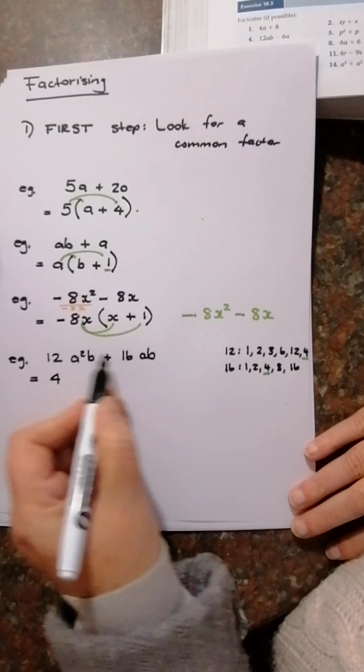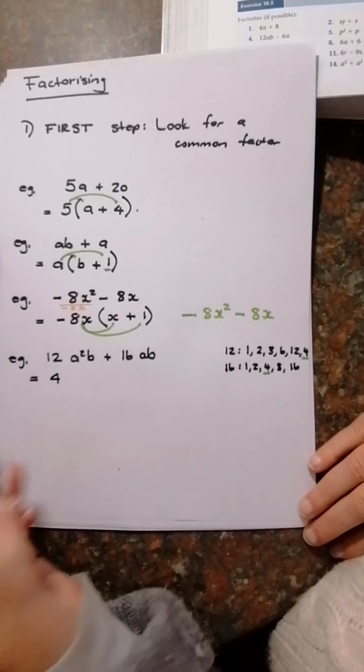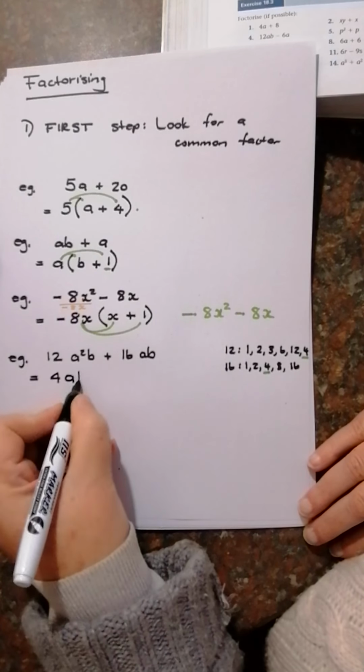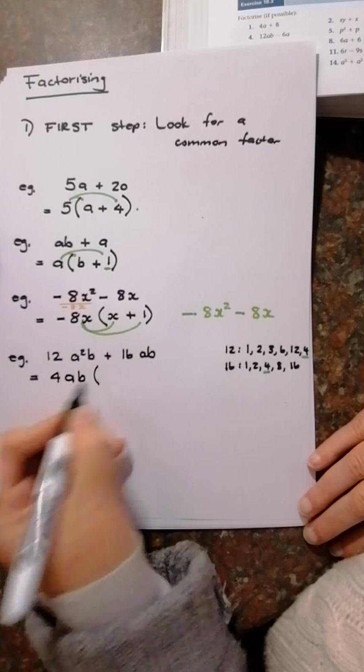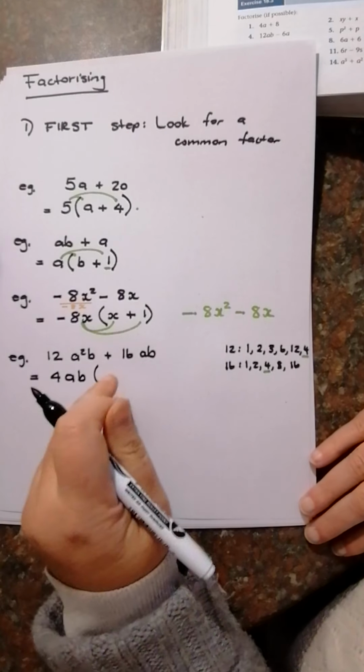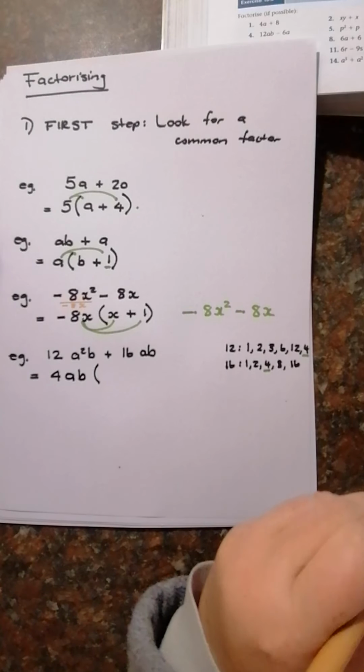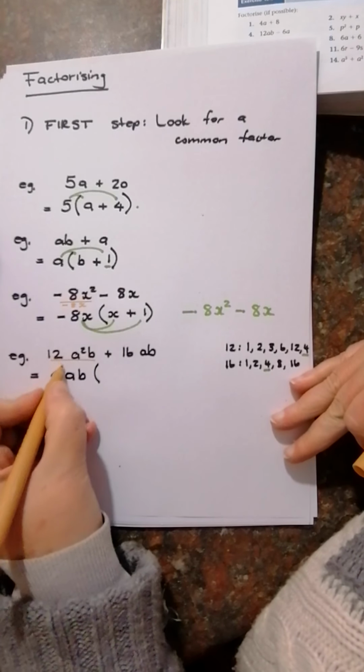Now we've got an a squared and an a. So the highest one we can take out is actually just the a. And we've got a b and a b, so we can take out the b. Right, so then we're going to multiply. We've divided by the 4ab here.